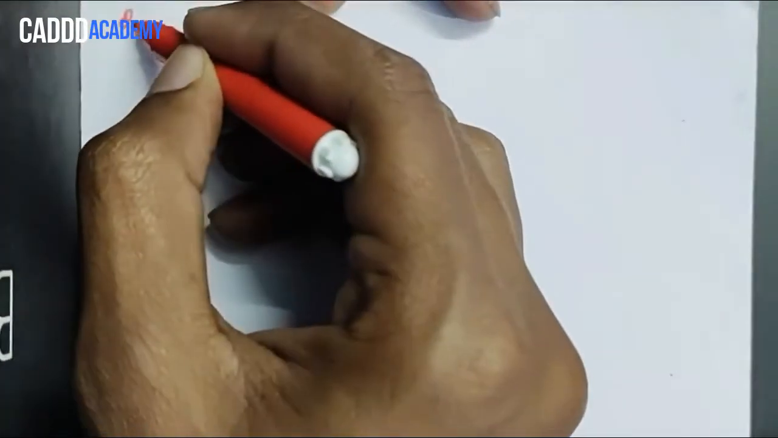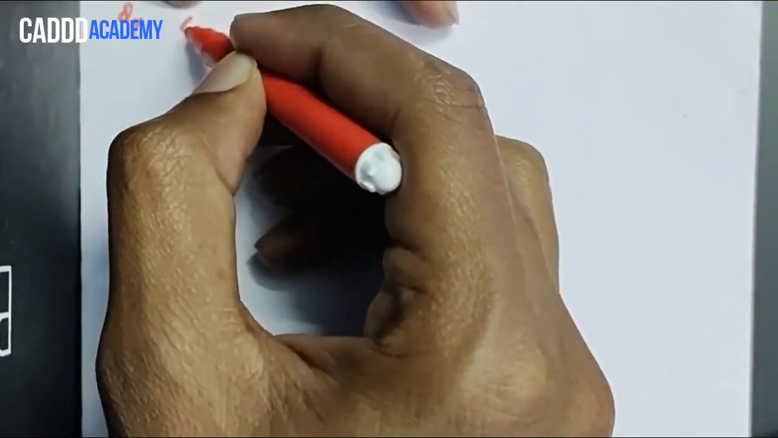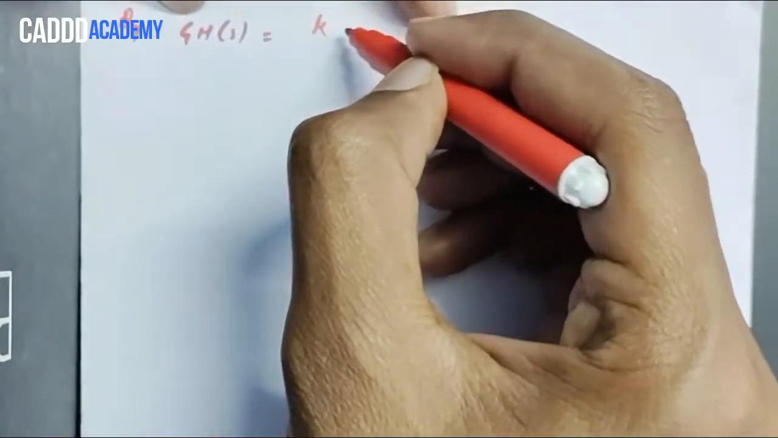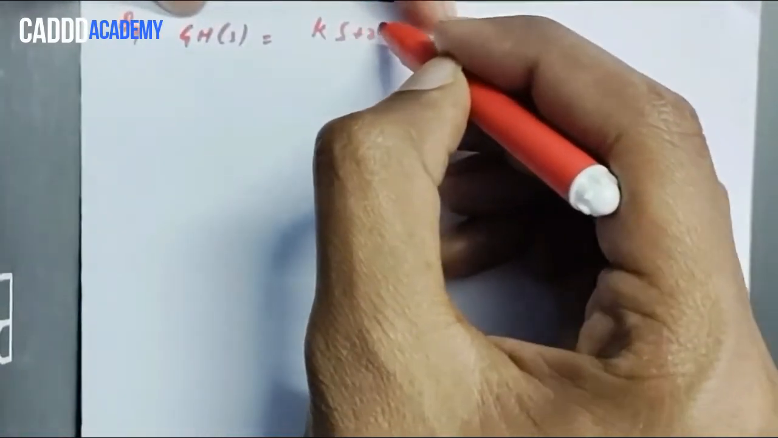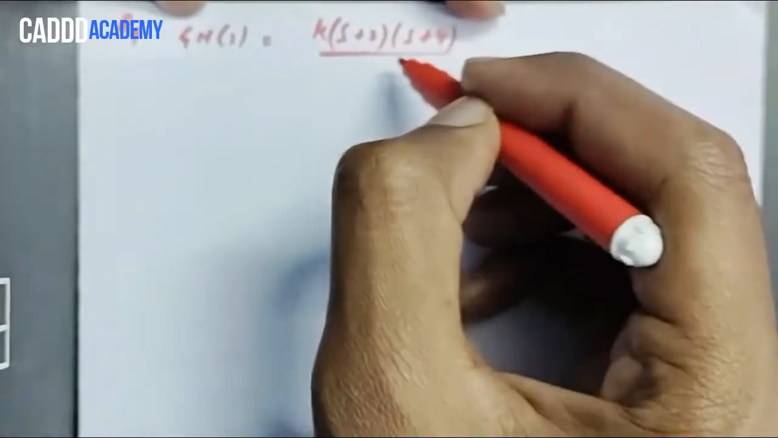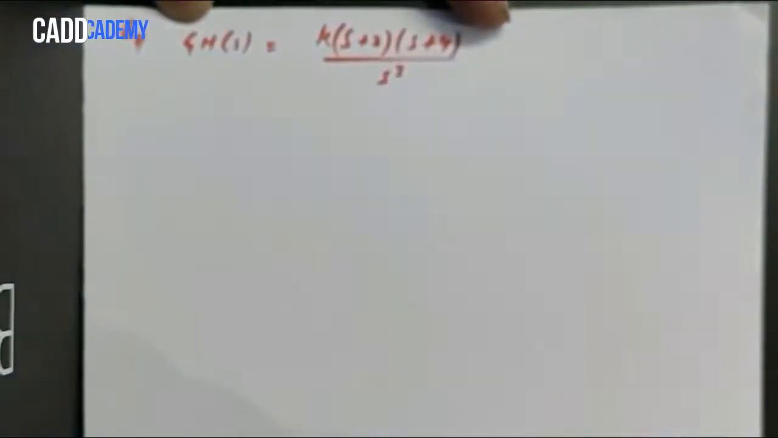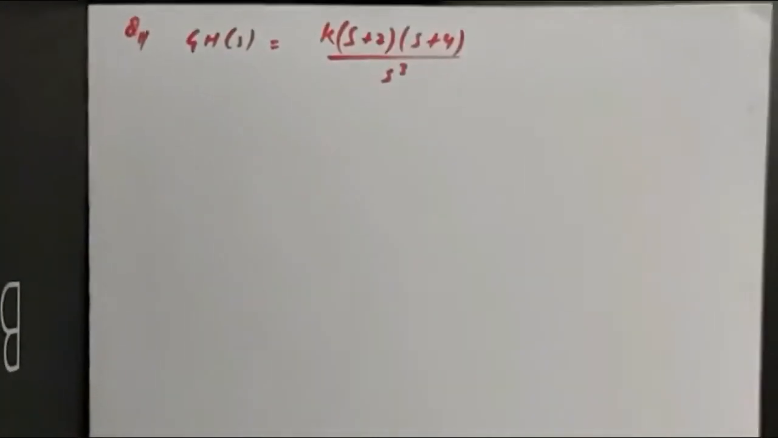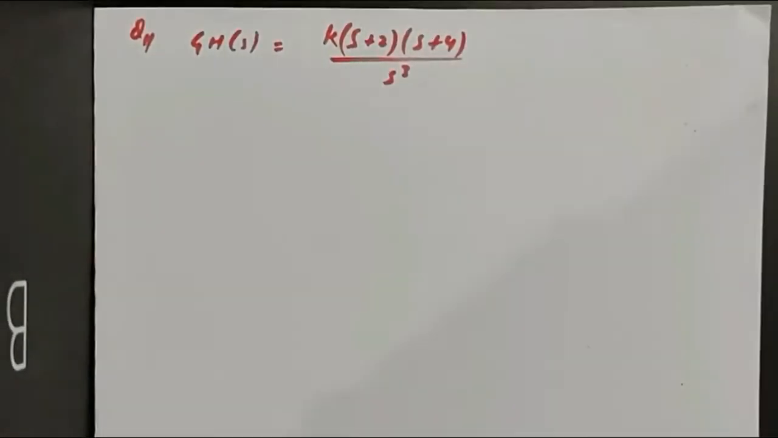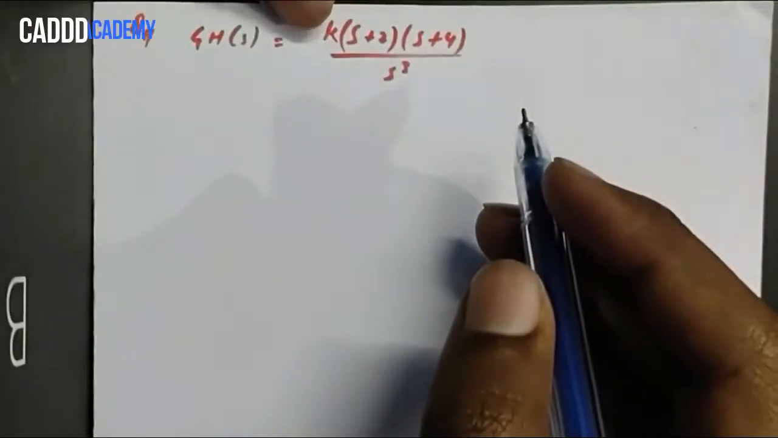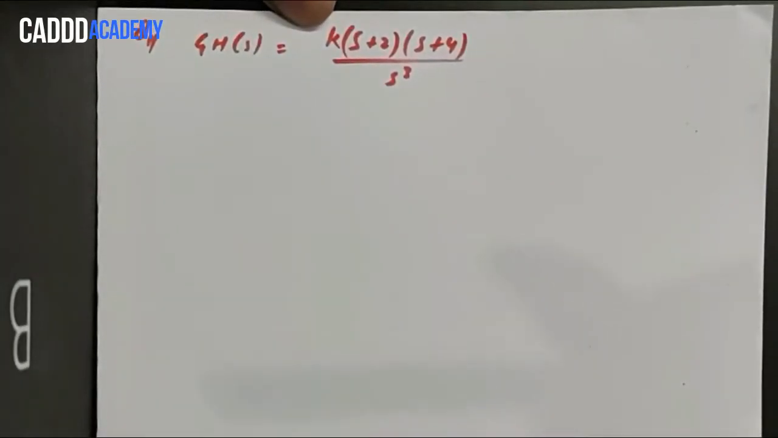Now I am taking another problem, which is GH of s equal to k times (s plus 2)(s plus 4) divided by s cube. This is a type 3 system because we have 3 poles at the origin. For this system we have to find the breakpoint locations.